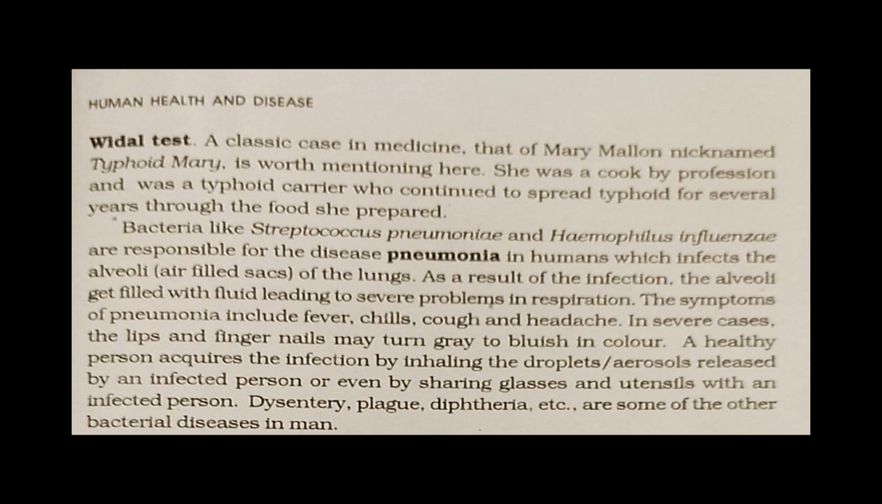Bacteria like Streptococcus pneumoniae and Haemophilus influenzae are responsible for the disease pneumonia in humans, which infect the alveoli, air-filled sacs of the lungs. As a result of the infection, the alveoli will get filled with fluid, leading to severe problems in respiration. The symptoms of pneumonia include fever, chills, cough, and headache. In severe cases, the lips and fingernails may turn gray to bluish in color.